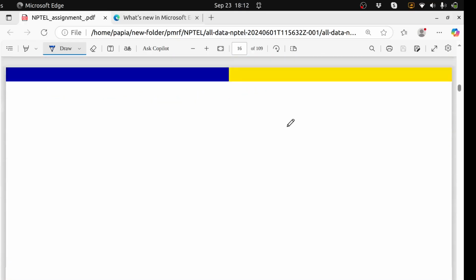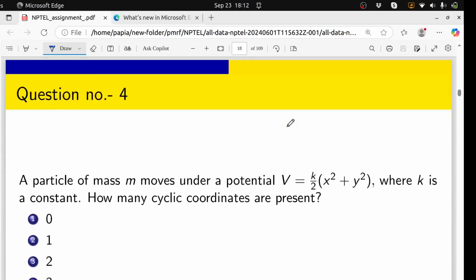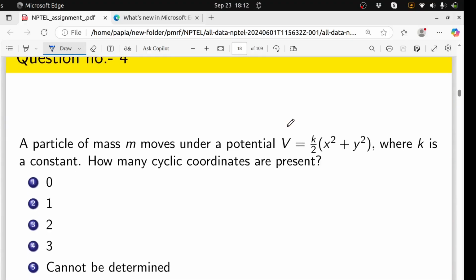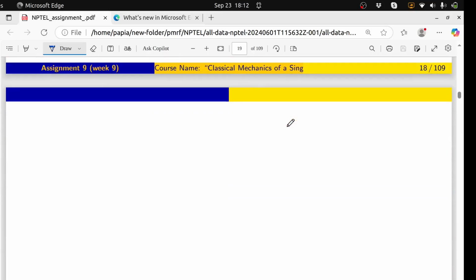Okay, so now we can go for the next question. A particle of mass m moves under a potential V equals k by 2 times x square plus y square, where k is a constant. How many cyclic coordinates are present? Okay. So first of all, we need to check what is a cyclic coordinate.